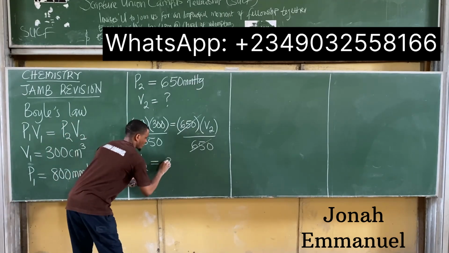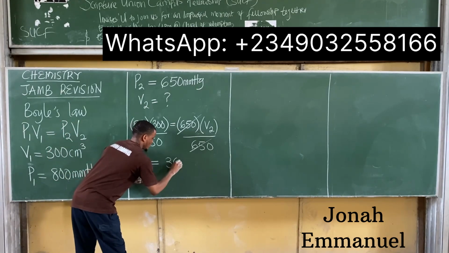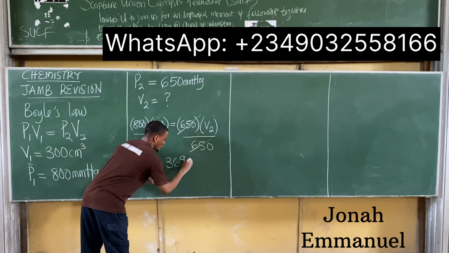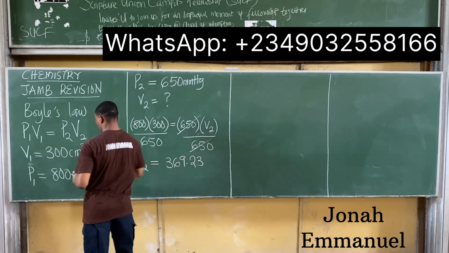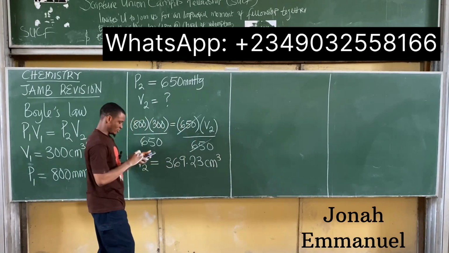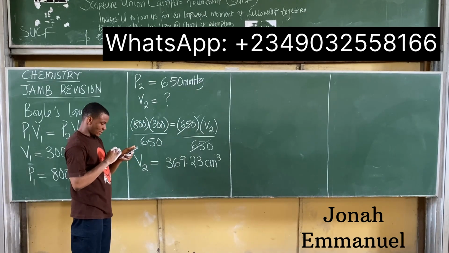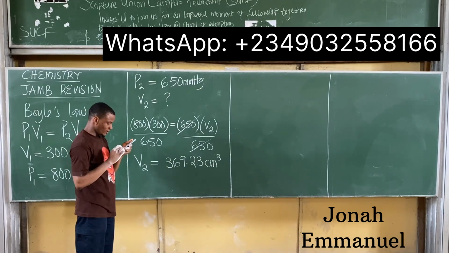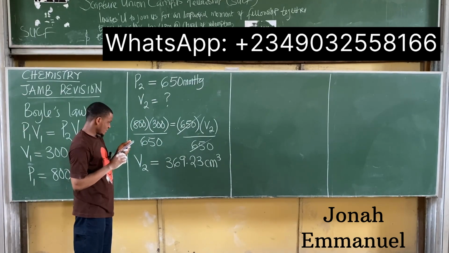That's about 369.23. Don't forget the volume was in cm cube. So cm cube. So let me check which option matches this. Which option matches this?